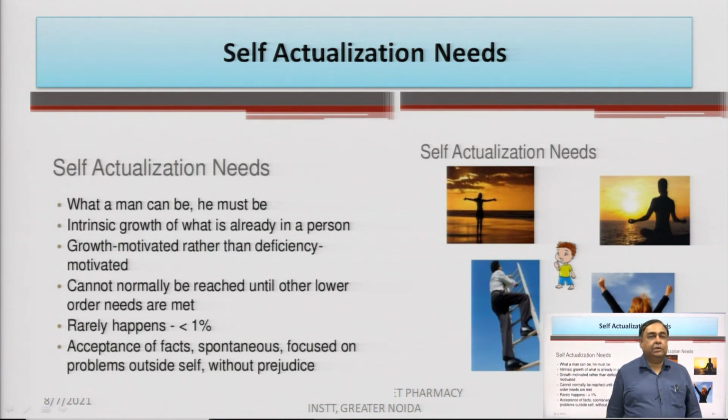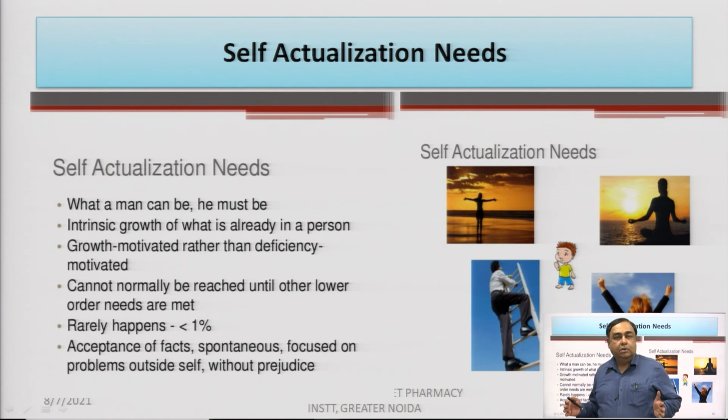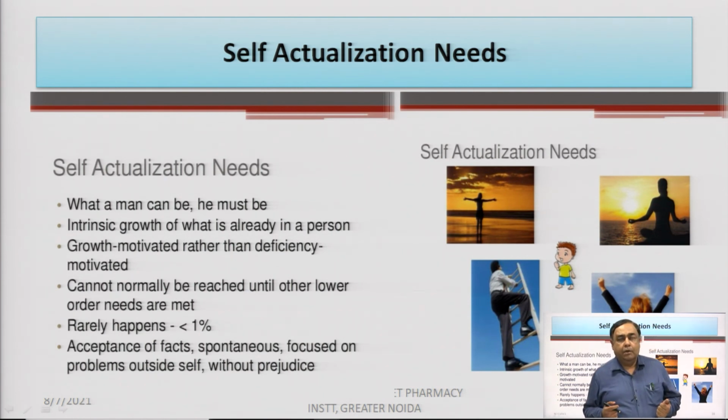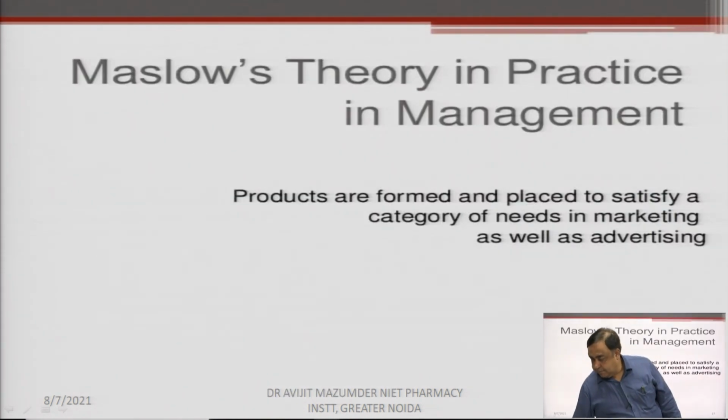The last one is the self-actualization need. What a man can be, he must be. A sort of growth motivated rather than deficiency motivated. Let's say for example, he is climbing a ladder. So everyone should acknowledge his capacity to climb up a ladder. Say for example, a child is drowning in a small pond or a river. Somebody is jumping to save him. So his effort should be acknowledged by the group of people.